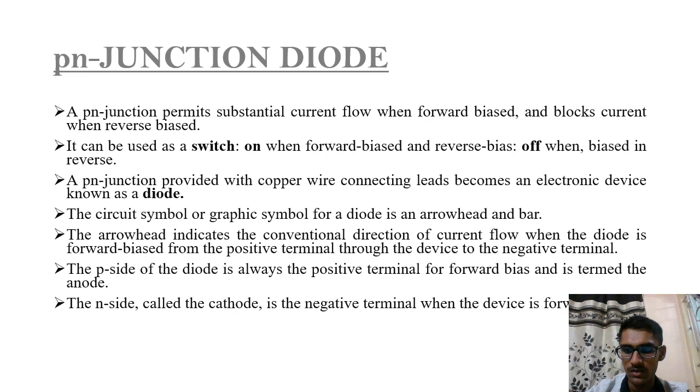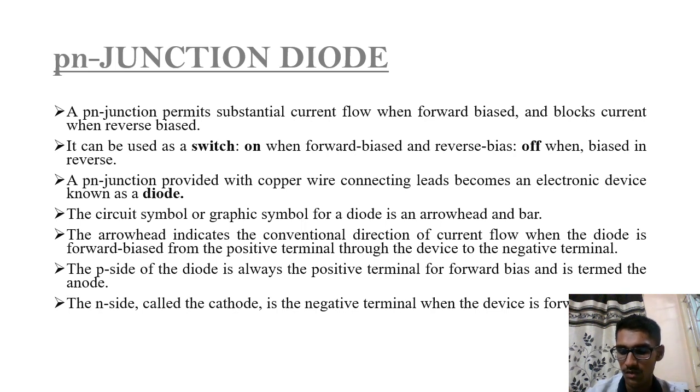Now let's start with the main topic of this session, that is PN junction diode. A PN junction diode normally permits flow of the electric current when it is in forward biased because it offers low resistance when in forward biased, but in reverse biased condition it offers very high resistance which blocks the flow of current. It can also be used as switch on when it is in forward biased.